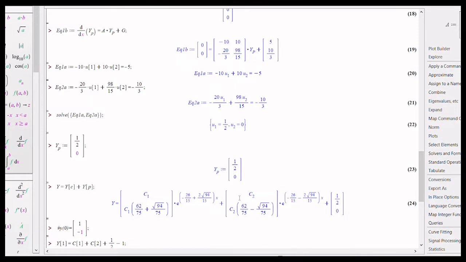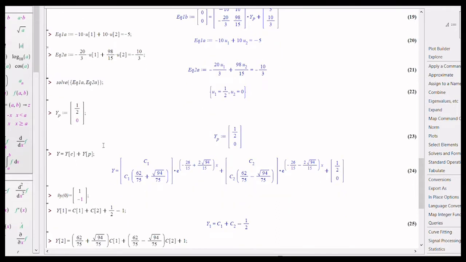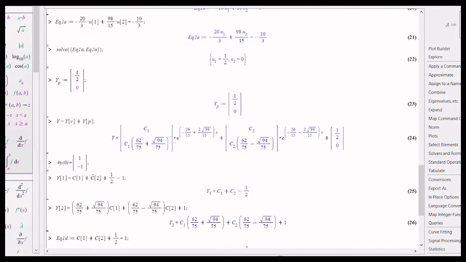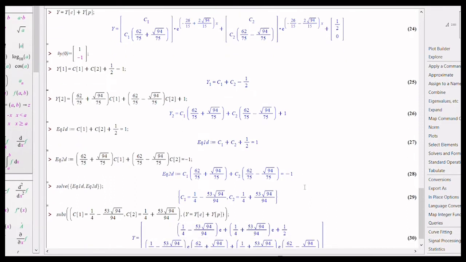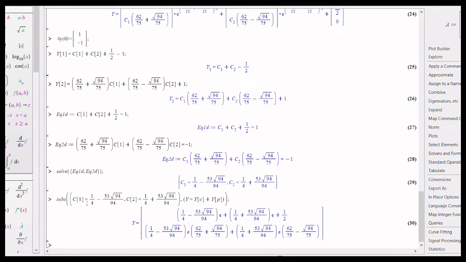Then for question C, we just formulate the general solution for the non-homogeneous system. So this is the equation to find the general solution for the homogeneous system. Y is equal to yc plus yp, then we solve it. After that, we calculate the particular solution for y1x and y2x with y0 is equal to 1 over negative 1. So this is the answer for simulation question 3.